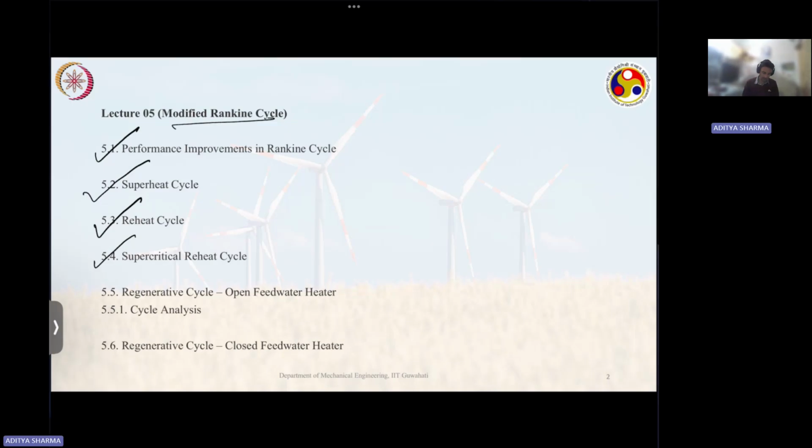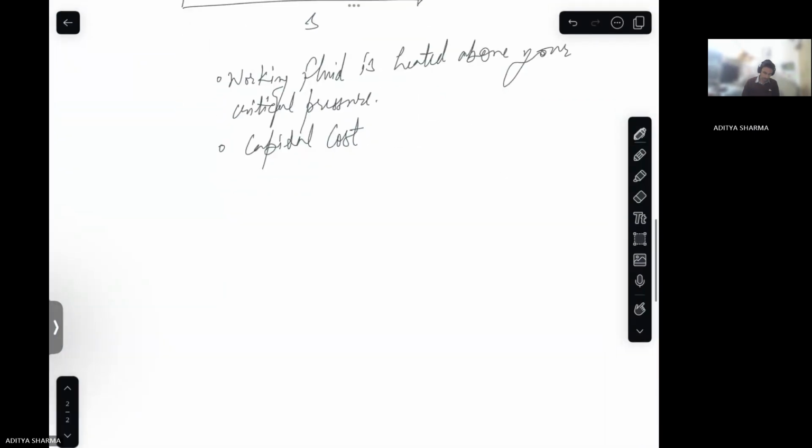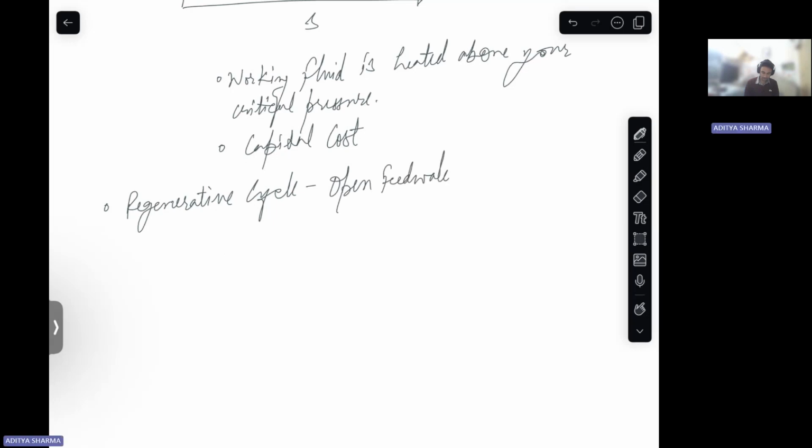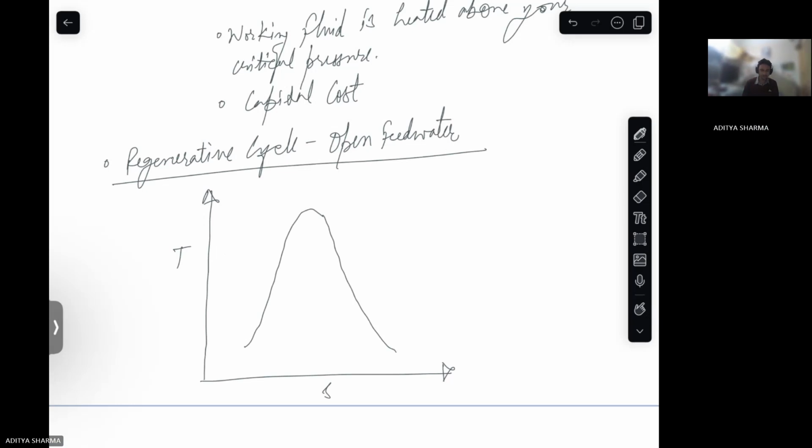Then next is your regenerative cycle, which is your open feed water heater. So what happens in your, so let me draw that diagram first. So these two topics are now left in this lecture. Okay. So this is something like this.